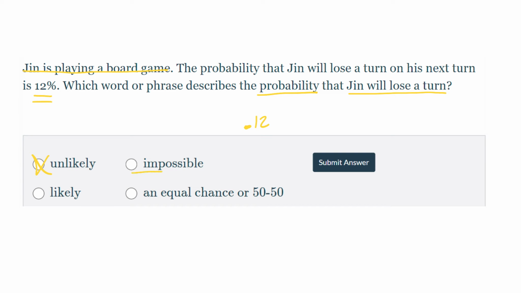Now, let's look at the words. Impossible, just to cover their phrases. Impossible means 0%. It cannot happen. Likely just means it's more than 0.5, and then equally is a 50-50 chance. You don't even have to say 50-50, just an equal chance.